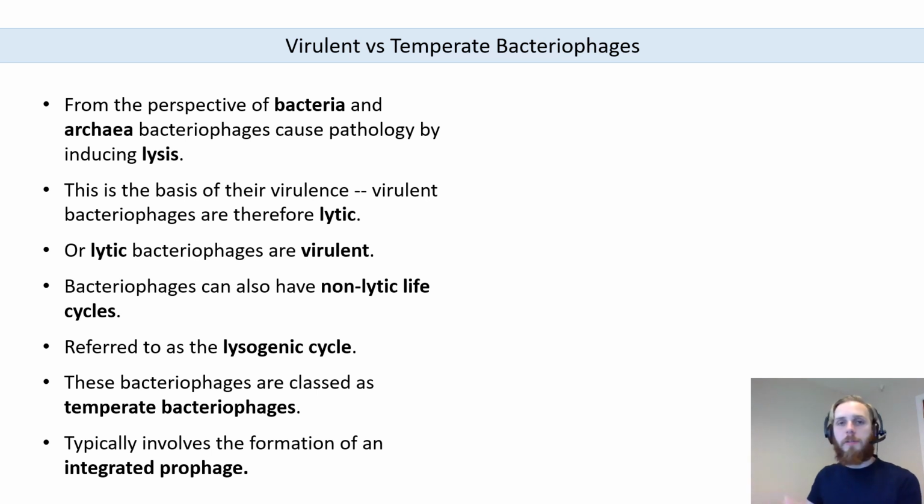However, the temperate life cycle, the lysogenic life cycle, doesn't destroy the cell, as we said. However, what does happen is the bacteriophage genetic material is retained inside the cell. So infection has occurred, the bacteriophage has injected its genome into the cell. However, the cell hasn't been lysed, it's still replicating, it's still alive.